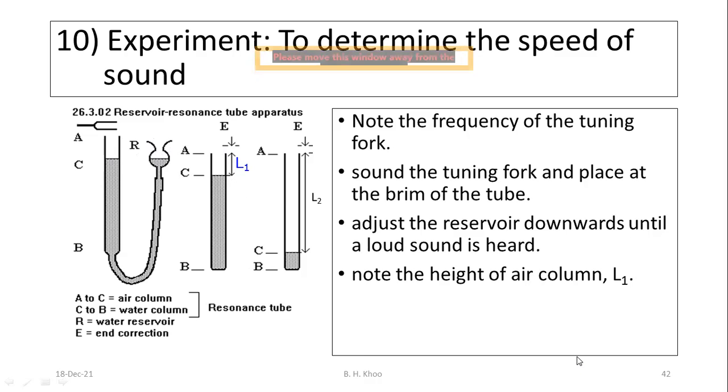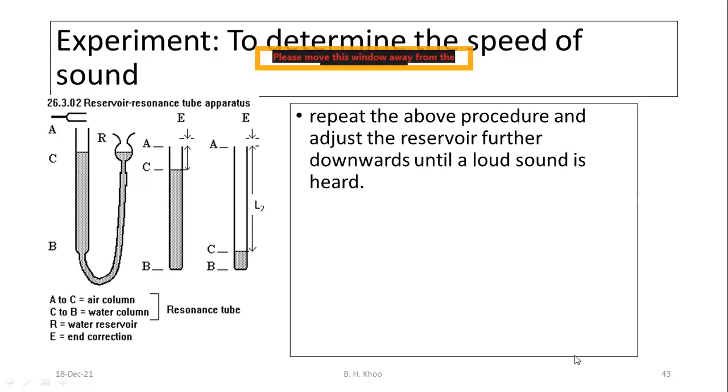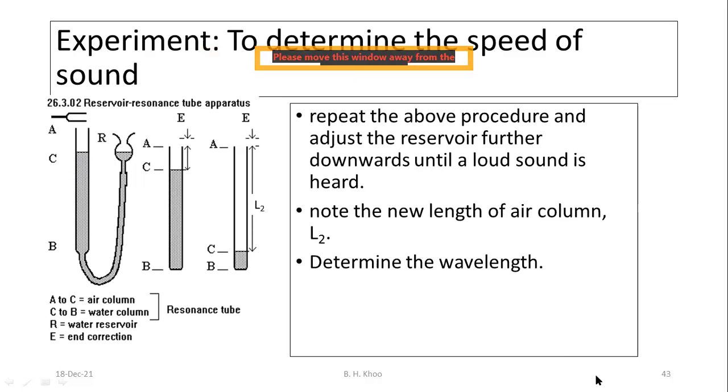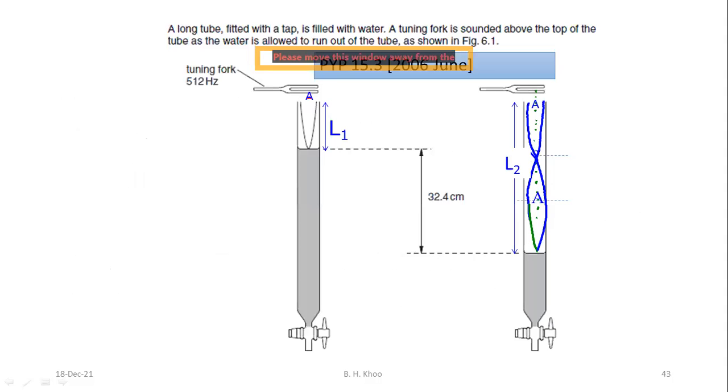Then sound it again and repeat the above procedure. From L1, adjust it again until you hear a loud sound. Note the new length of the air column, L2. Then determine the wavelength. And then speed of sound is v equals f lambda. f is the frequency of the tuning fork. Wavelength is what we calculate. We will show you the calculation.